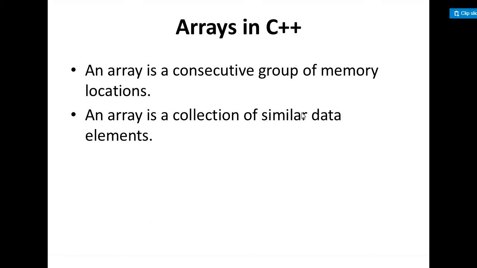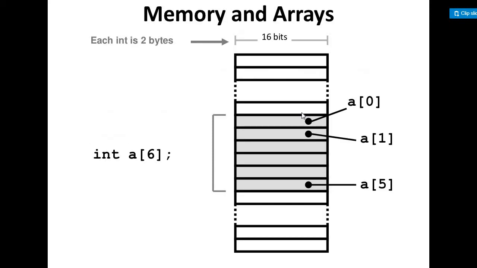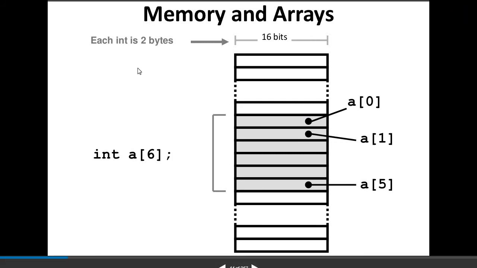Arrays in C++. An array is a consecutive group of memory locations. So an array is a collection of similar data elements. Here is how memory is allocated in arrays. So int a[6] is an integer array of size 6. If you see integer from a0 to a5, here we can store similar integer values. So a0 location is stored first and a5 last. Finally 6 elements are stored, all of integer type.